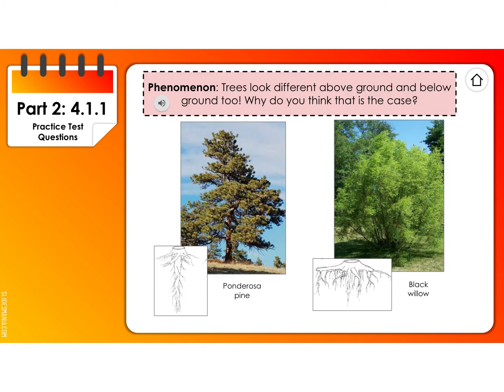Then the phenomenon, or the question that we're going to explore through this part of the lesson, talks about how trees look different above ground and below ground too, even though we can't see that. And why do you think that is the case? So before you go on to the next slide, think about that. Why do you think that is?